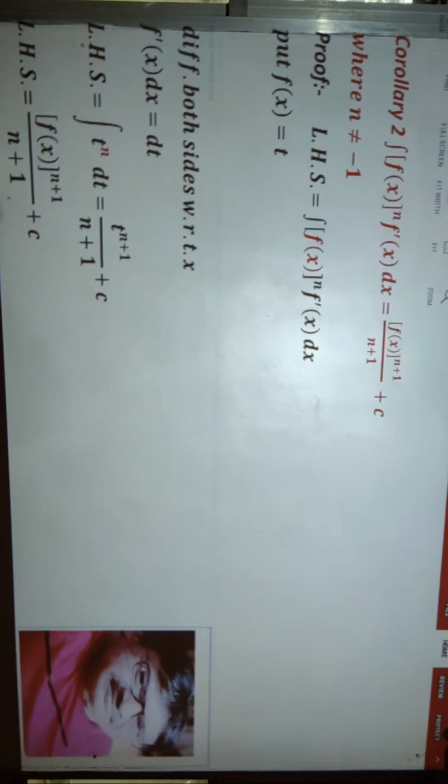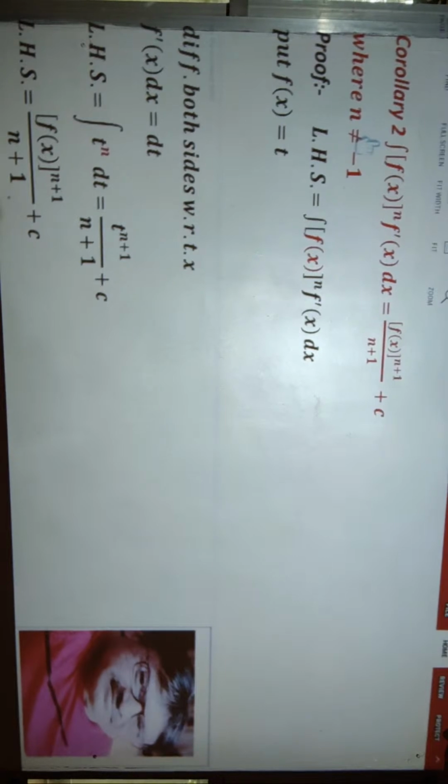Hi students, we prove the corollary on indefinite integration. We have already proven a corollary by using the substitution method, and this is the second corollary. We prove this corollary with the help of the substitution method.